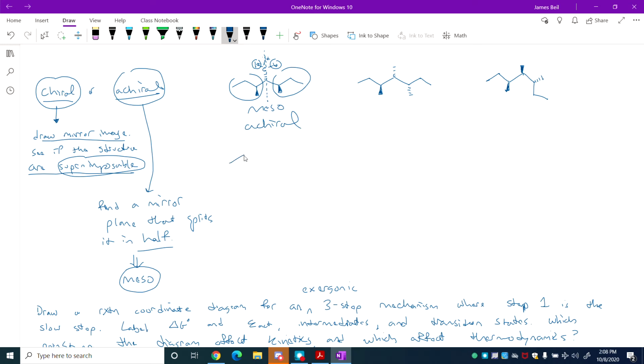Maybe I want to confirm that with the other test. That way I can be even more confident in my answer. So if I have the structure, I draw its mirror image.